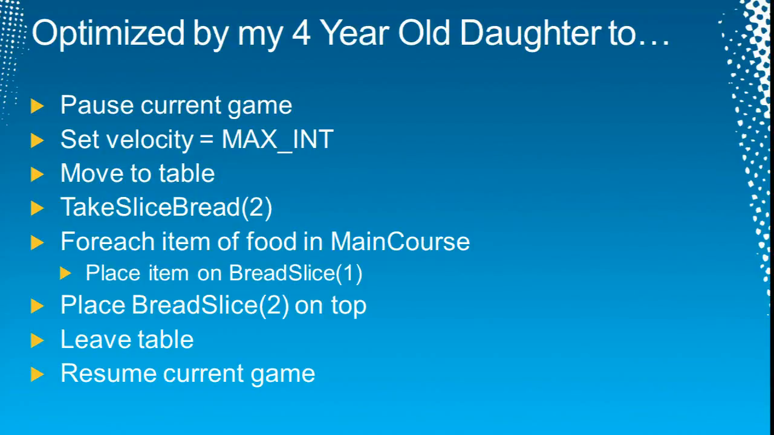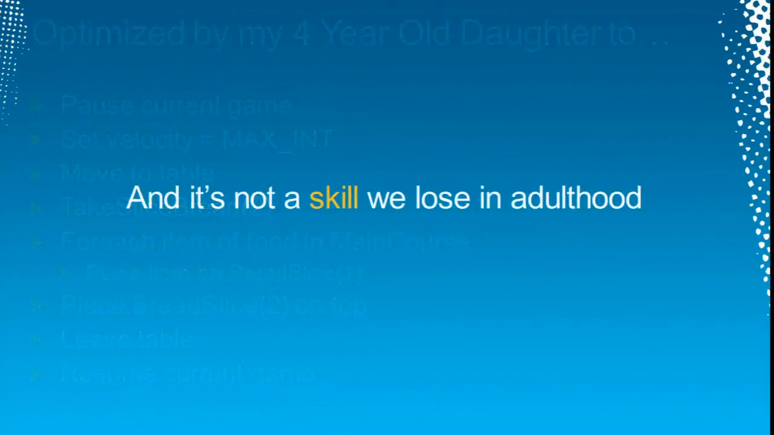She sets her velocity to absolute maximum, moves to the table, takes 2 slices of bread, scoops up as much food as she can, and disappears out the door, all right? 4 years old, and we're already optimizing algorithms, right? We do it naturally. It is not a difficult thing, all right? It's not a difficult thing.